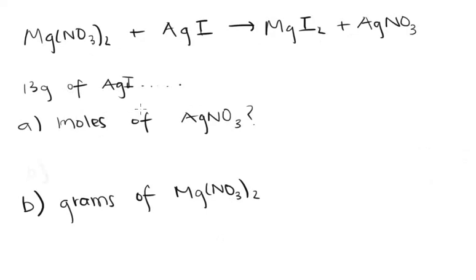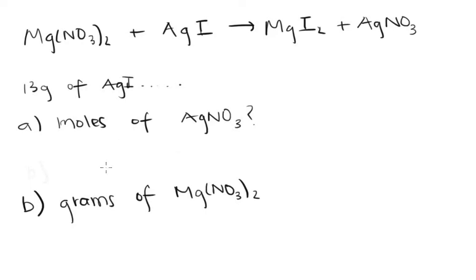So for the remaining part of this video, I have a little problem here. We have the reaction, the double replacement of magnesium nitrate and silver iodide. And we have 13 grams of silver iodide, and we assume that magnesium nitrate is in excess. So how many moles of silver nitrate and how many grams of magnesium nitrate do we get after this reaction goes to completion? So if you want, pause this video right now. I'll go over how to do it in probably a few seconds.